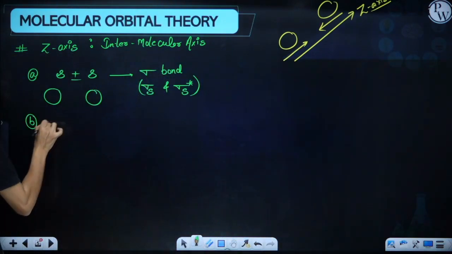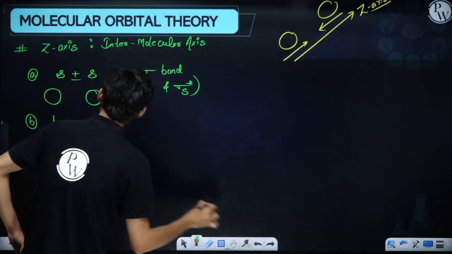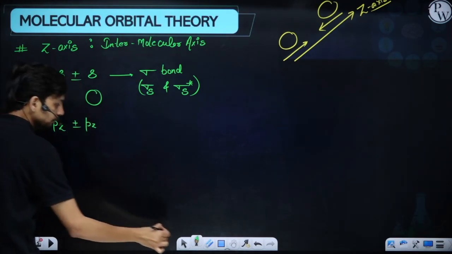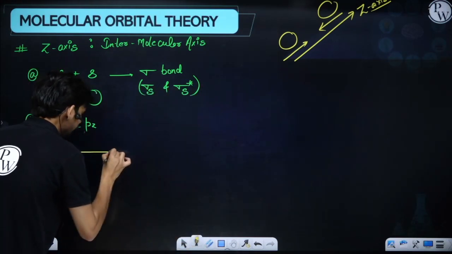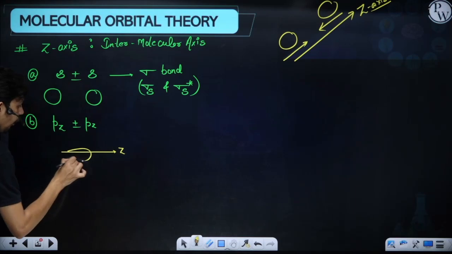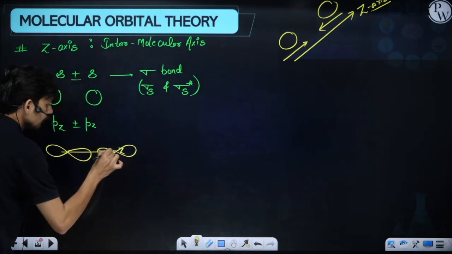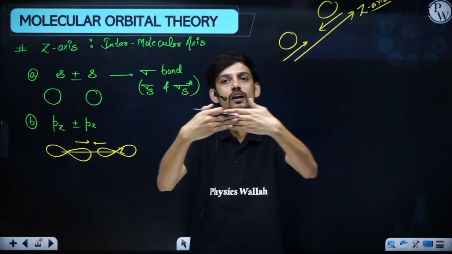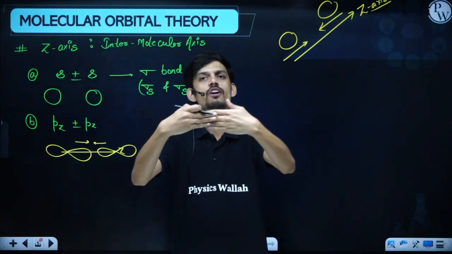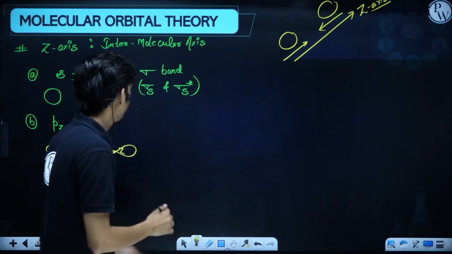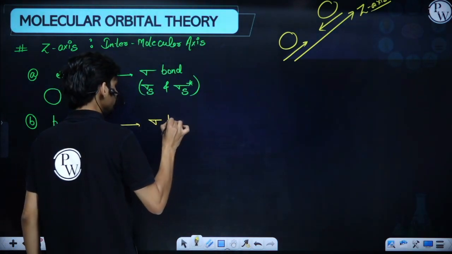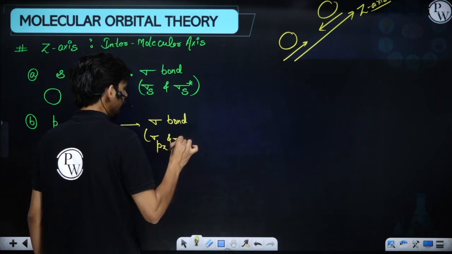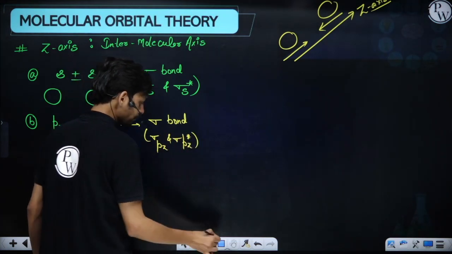Now let's talk about the p orbitals. In p we have pz, px, py, three types of orbital. Suppose we are having pz orbital. Now p orbitals are directional. Molecules are coming along the z axis, and pz orbitals will also be along the z axis. So when molecules are coming along the z axis and p orbitals are also along the z axis, they are going to overlap head on, axially. That is, they are going to give you sigma bond again. So pz orbital will also give you sigma pz bonding and sigma pz antibonding.